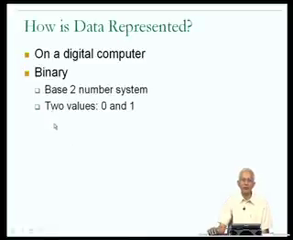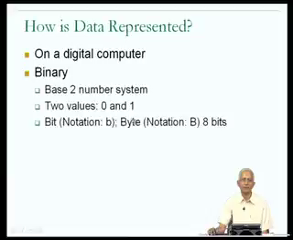So digital computers are, for the most part, built to use a base 2 number system in which there are only two possible values: 0 and 1. The notation that we will use is, we will refer to any one binary value as a bit. Bit stands for binary digit. Just as in the decimal world there are 10 possible digits, 0 through 9, in the binary world there are 2 possible digits, 0 and 1.